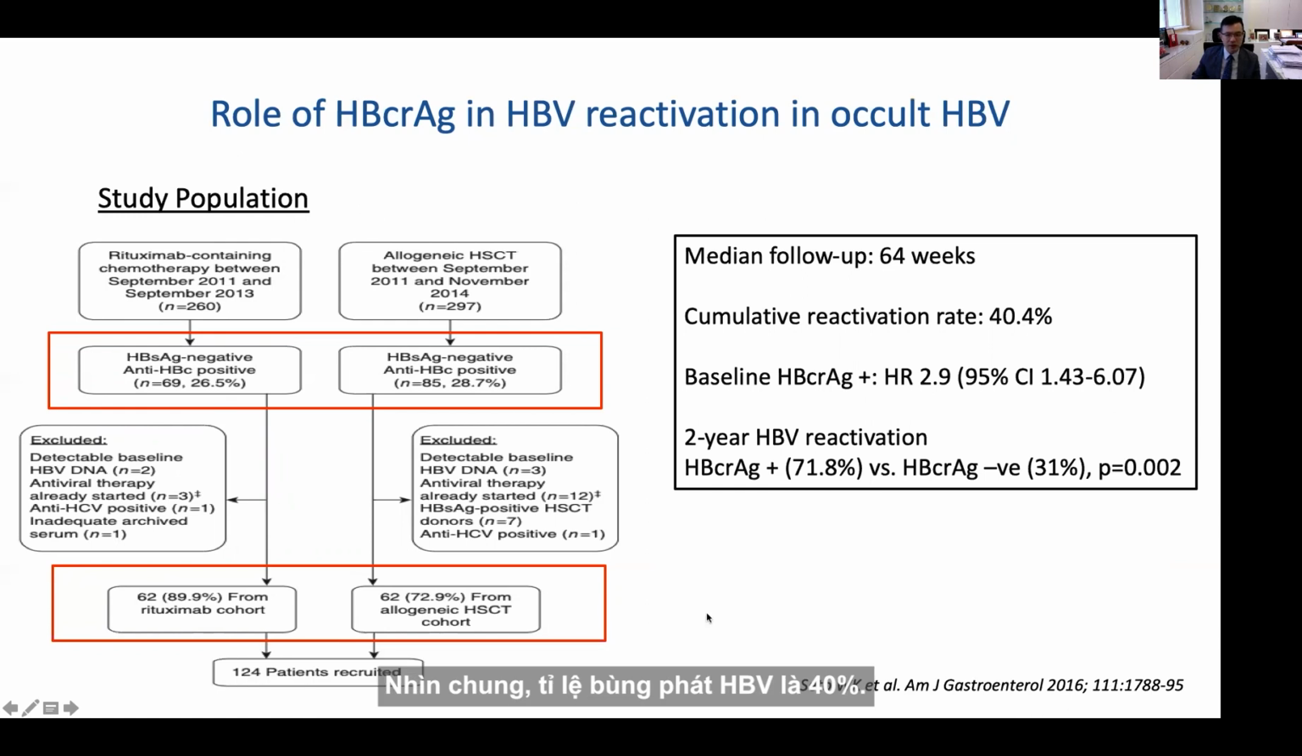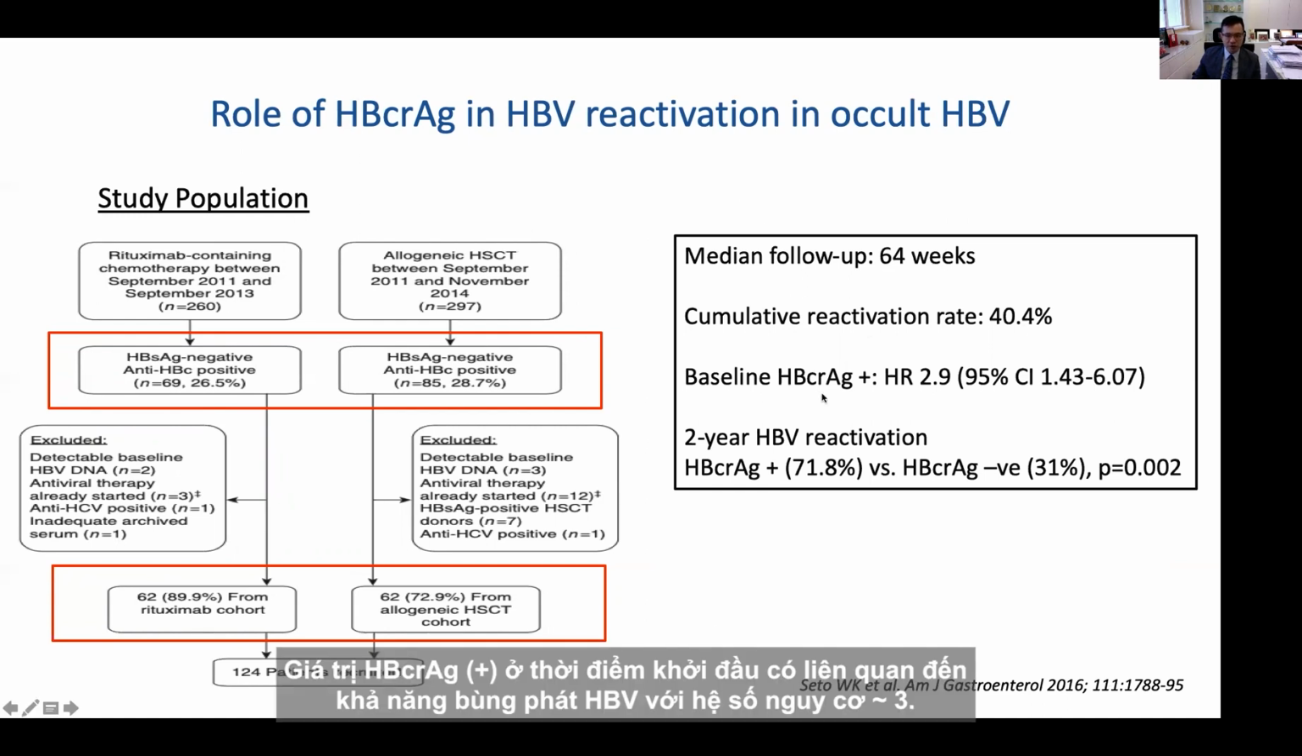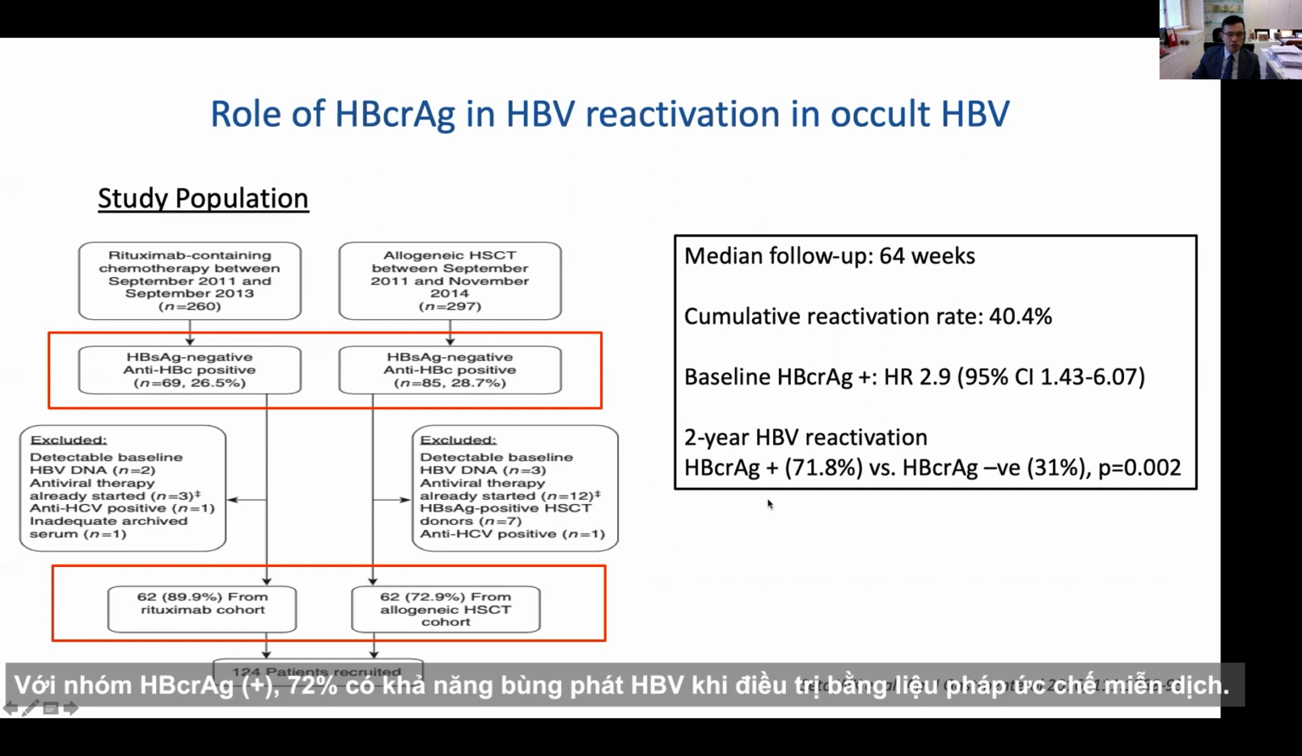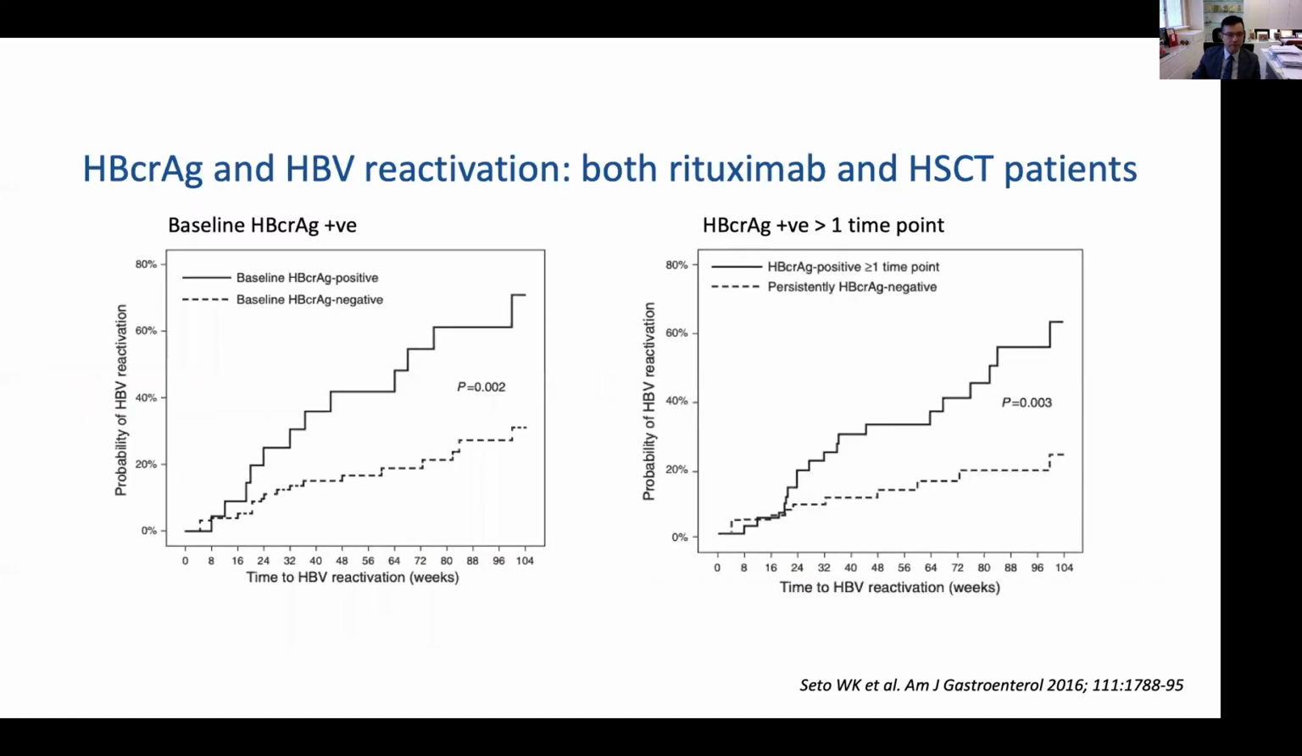Overall, the HBV reactivation rate was 40%. Baseline core-related antigen positivity was associated with HBV reactivation with a hazard ratio of nearly 3. For those who were core-related antigen positive, 72% would have HBV reactivation upon immunosuppressive therapy.